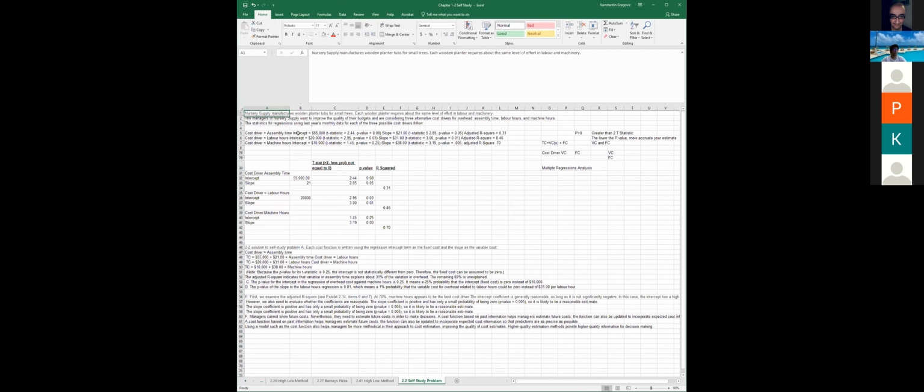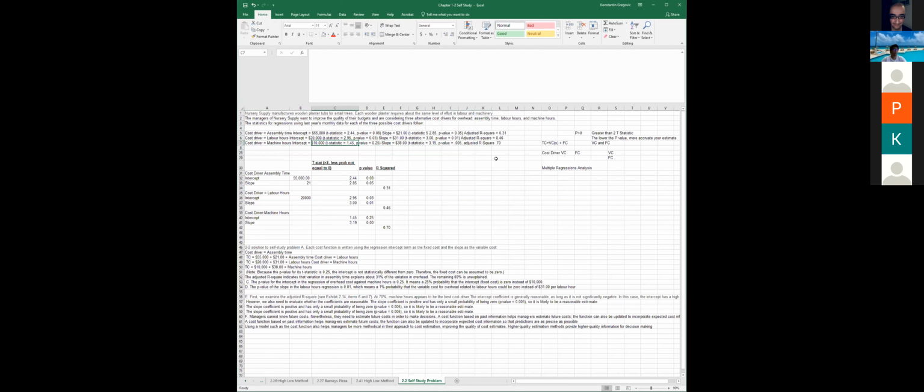So in this case, you've got Nursery Supply, manufacturers of planter tubs. Each wooden planter requires about the same time of effort in labor and machinery. So the managers at Nursery Supply want to improve the quality of their budgets. They've got 3 cost drivers for overhead: assembly time, labor hours, and machine hours. So those are your cost drivers. And then they ran a regression analysis for each of the 3 possible cost drivers. So if you're looking at the stats, which one do you guys think is the best cost driver based on these numbers?